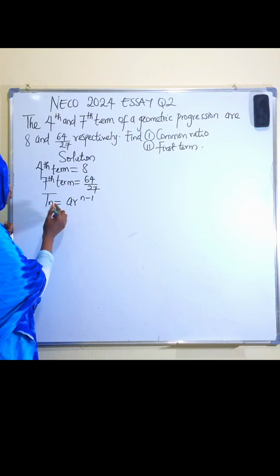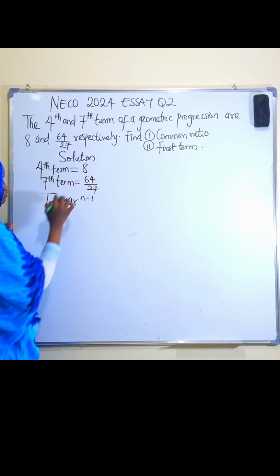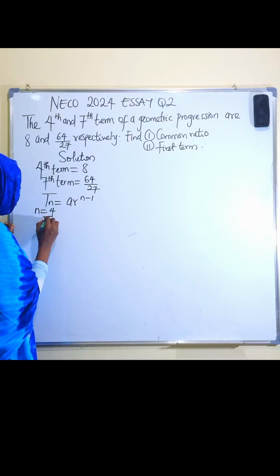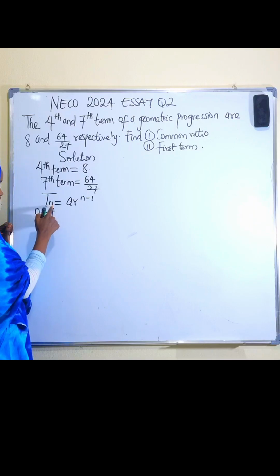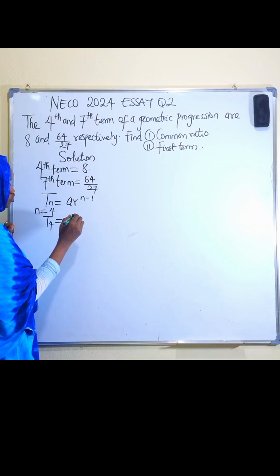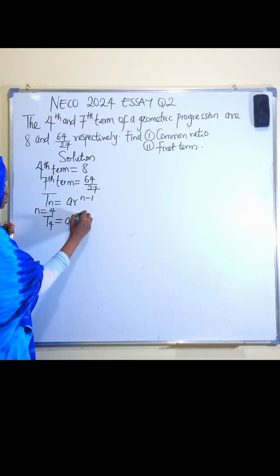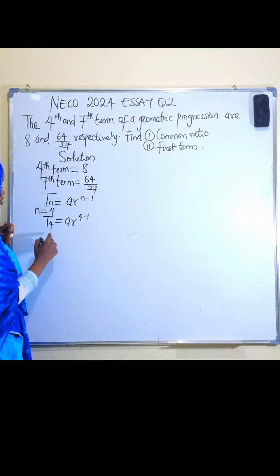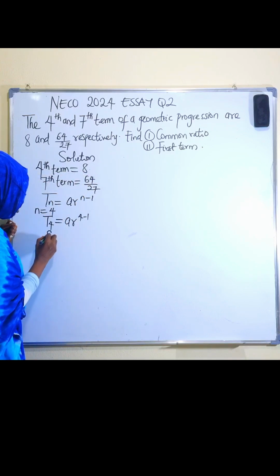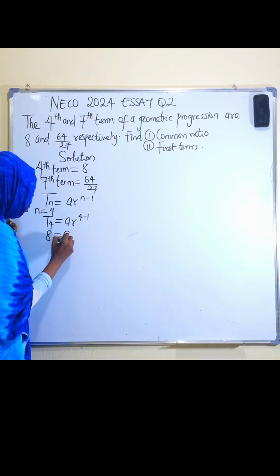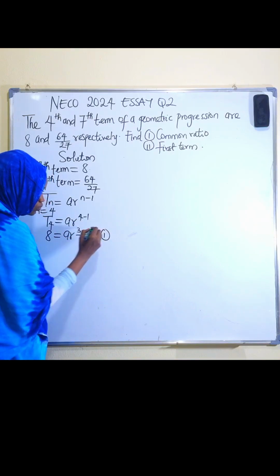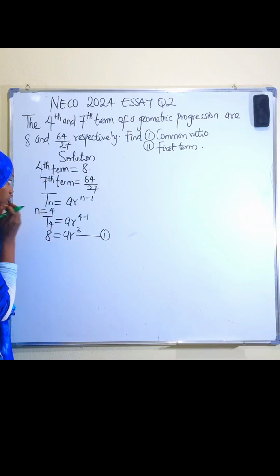So now let's substitute. For the first one, the value for n will be equal to what? N is equal to 4. So this becomes T4, that is Tn, the n here which is 4, is equal to AR to the power of n minus 1, that's going to be 4 minus 1. We have the value for the fourth term, which is 8. So this T4 here becomes 8, right? Is equal to AR to the power of 4 minus 1, here is 3. Let's call this equation 1. Alright? Then moving on to the next one.